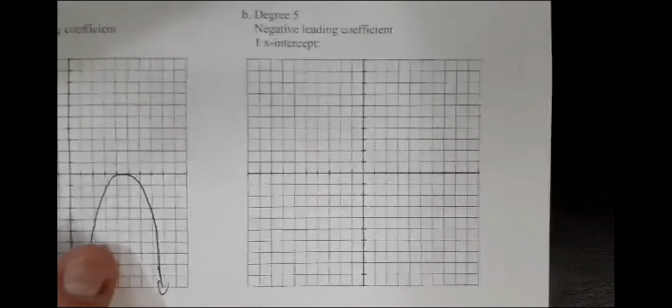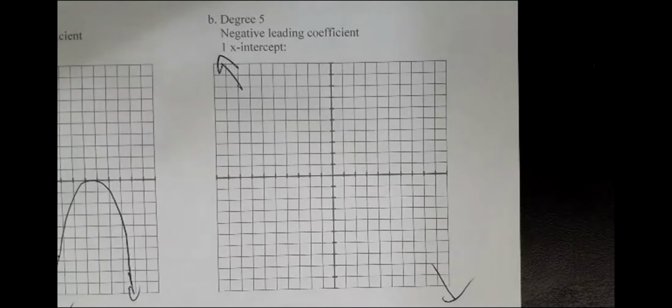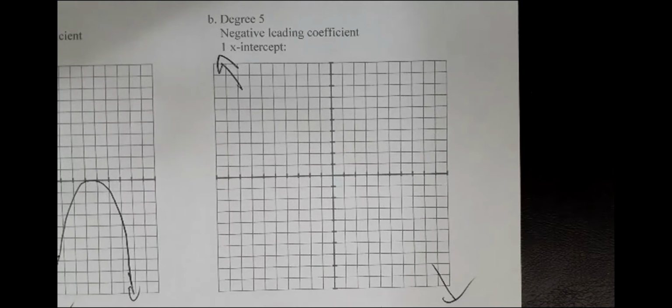Degree 5. So I'm looking at this thing, it looks like a degree 5. So the second I see an odd degree function, I'm thinking this thing looks like a straight line that is a negative straight line. So that is a line going down. So it looks like it's going up here, it's going down here. That's a negative line looking thing with one x-intercept.